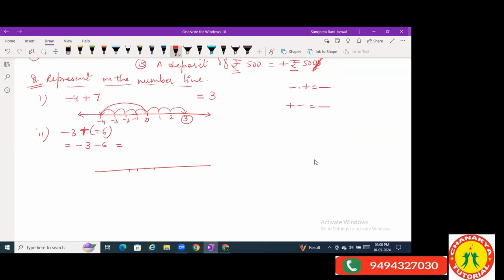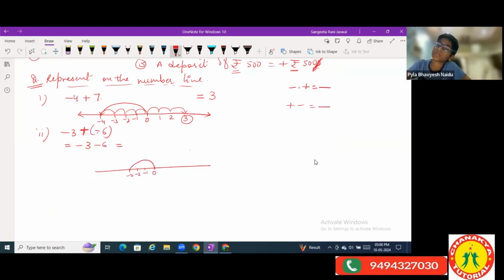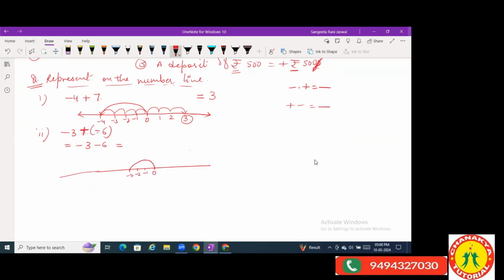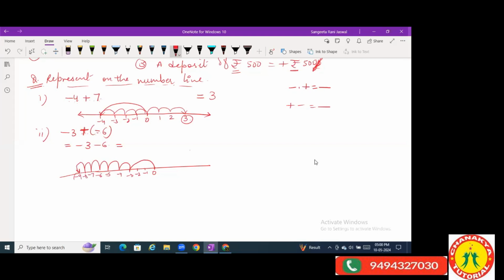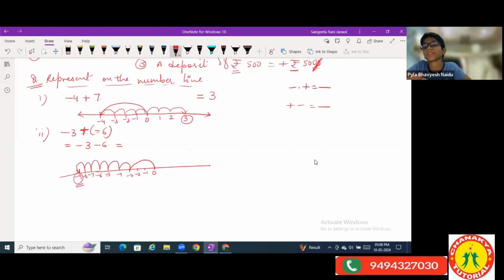So the first step is like this. We jump on -3 first, from 0 to -3. Then we have to take six steps towards the left because it is a minus sign. So that's 1, 2, 3, 4, 5, 6. So we have reached here. This is -4, this is -5, this is -6, -7, -8, and -9. So we have reached -9. I said minus 9.